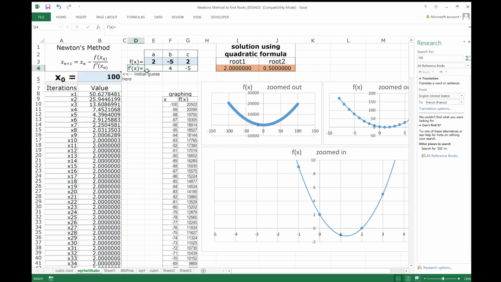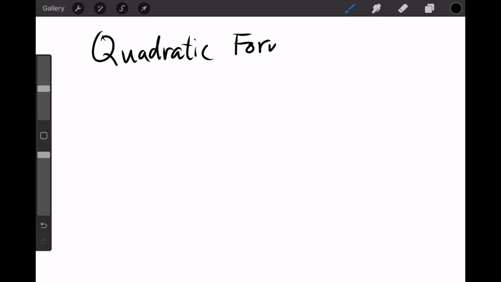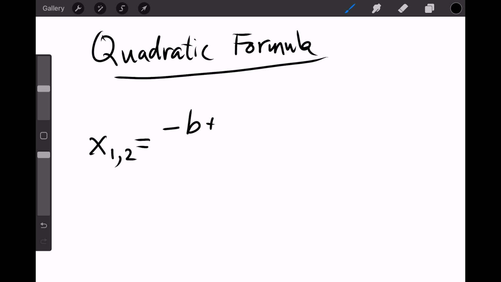This f prime of x is the first derivative of the function with the above coefficients, and is simply 2 times the a term plus the b term, where the c term is equal to the b term of f of x. Now, using the quadratic formula, we know that the function f of x has solutions, or roots, of 2 and 0.5. Here's a quick recap of the quadratic formula.